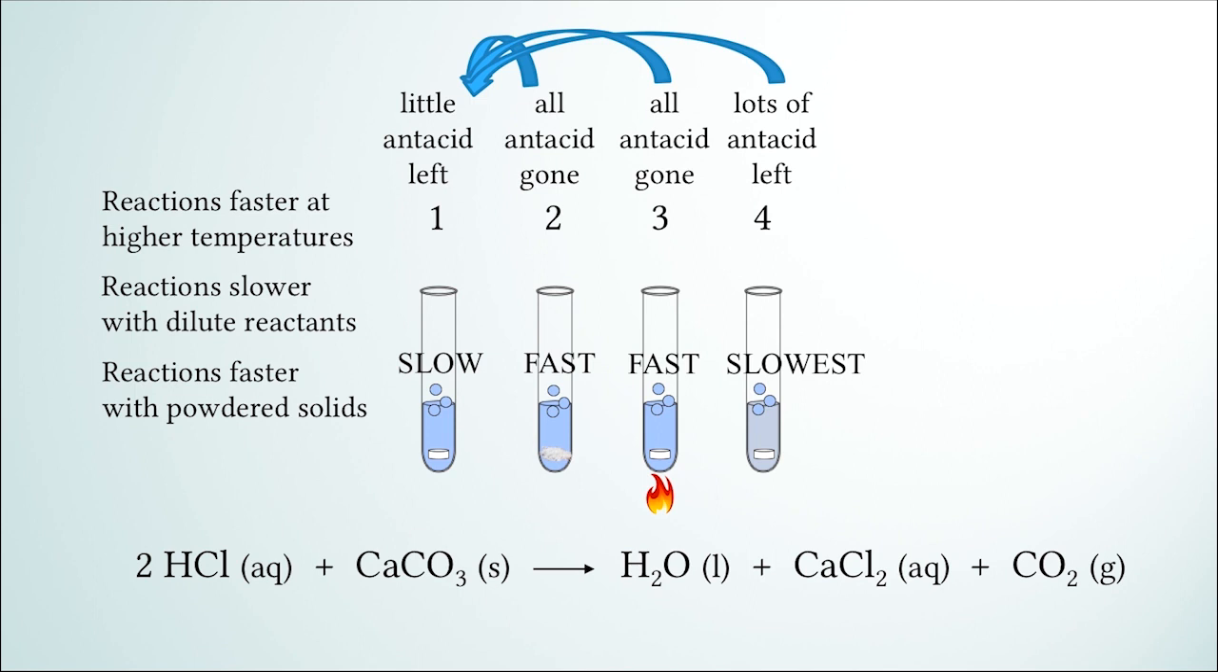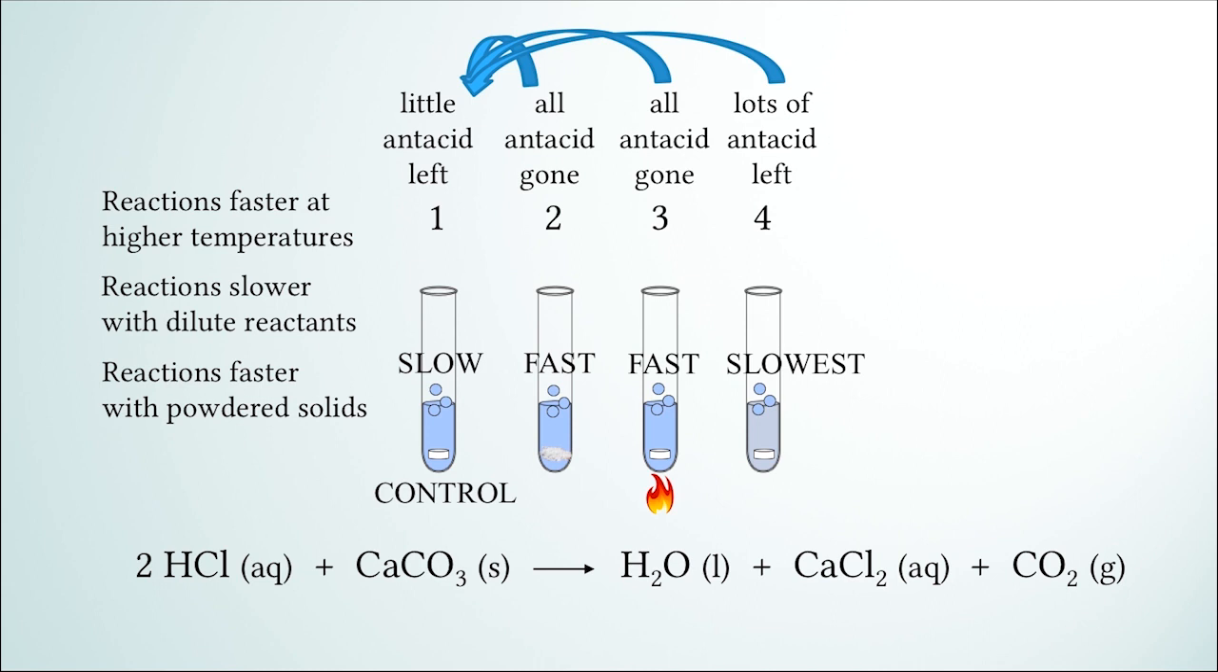So we call this a controlled experiment. This is where one test is done under normal conditions and the other tests are compared to those conditions. The test under normal conditions is called the control. The other tests are done with one aspect changed. That way we can compare how changing that one aspect affects a reaction.